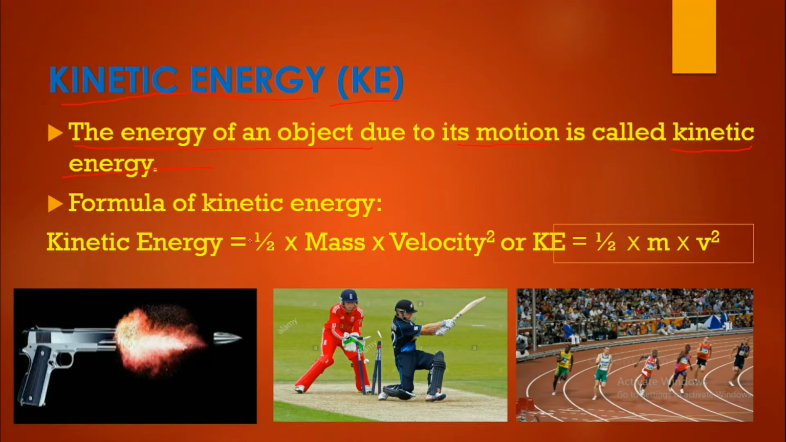So what is the formula of kinetic energy? Kinetic energy is equal to half into mass into velocity squared, or KE is equal to half mv square. So this was the formula of kinetic energy. Now we'll study how to derive the formula of kinetic energy.